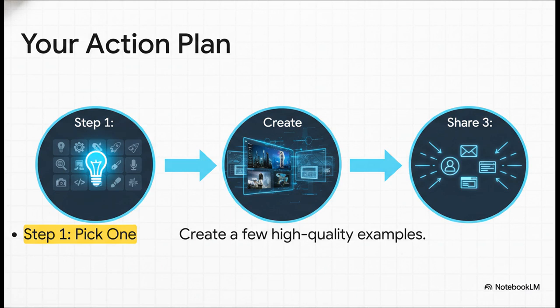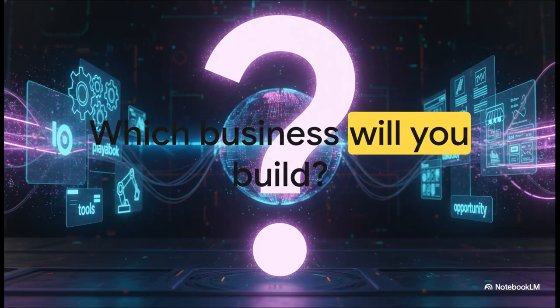It's really simple. Number 1, pick just one idea from this list, whichever one got you the most excited. Number 2, use Nano Banana Pro to create a few really high-quality examples. And number 3, and this is the most important step of all, share those examples or use them in a real project. And that's it. The tools are free, the playbook is clear, and the opportunity is sitting right in front of you. So really, the only question left is this: which business are you going to build?